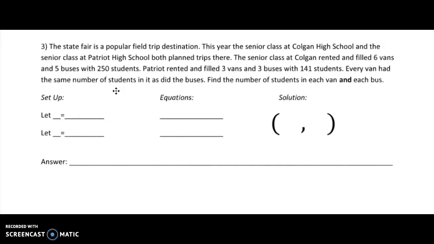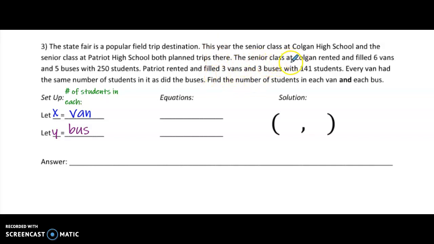So that means we filled up each van, we filled up each bus, and they had the same number of students in them. So for our setup, one thing to look at is always the question at the end. What are we trying to figure out? We want to know the number of students in each van and in each bus. So I'm going to call X the number in each van and Y the number in each bus, because those are the 2 things I'm looking for.